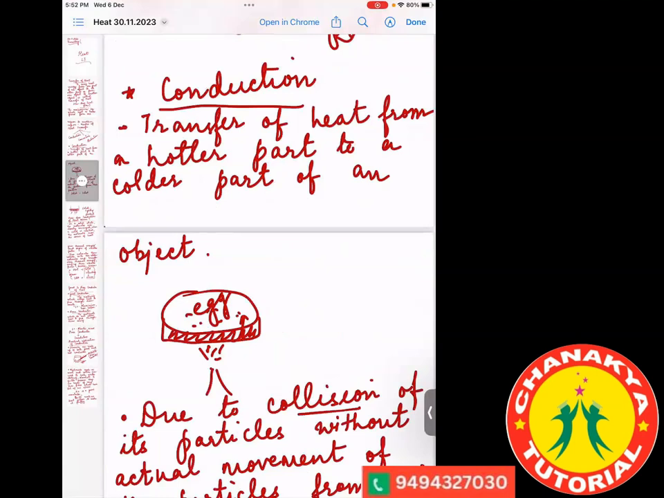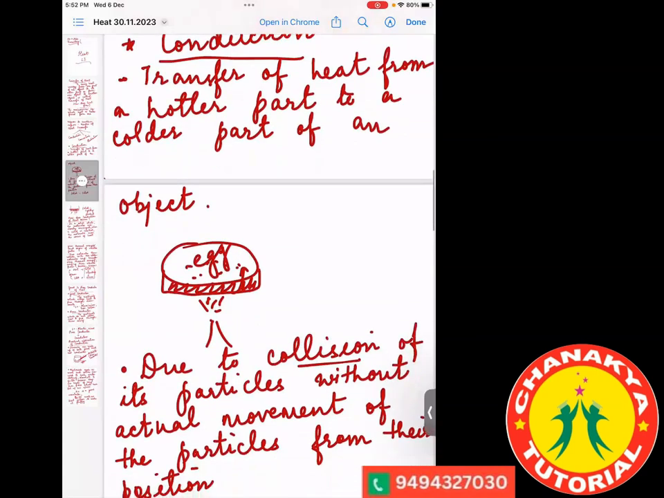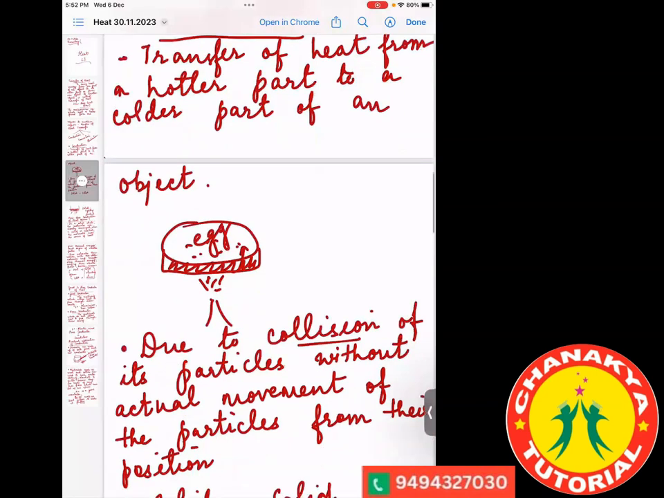We know very well, if we are cooking anything or boiling water, the molecules present at the bottom get the heat faster. Then they move to the upper part of the water, and the lower part again gets hot, and then they move up. So from the lower hotter part they go to the upper colder part of the utensil. That is what happens in conduction. It is a transfer of heat from a hotter part to a colder part of an object.